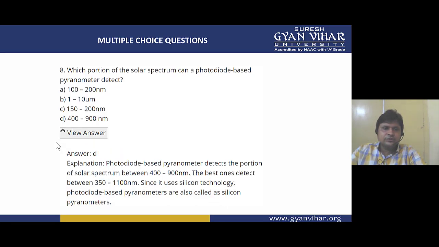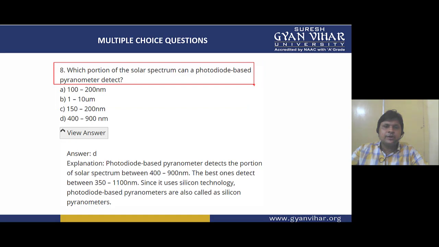Let's move into question number 8. Which portion of the solar spectrum can a photodiode based pyranometer detect? So options are: A, 100 to 200 nanometer; B, 1 to 10 micrometer; C, 100 to 200 nanometer; D, 400 to 900 nanometer.